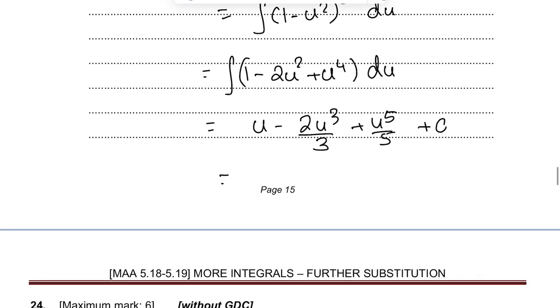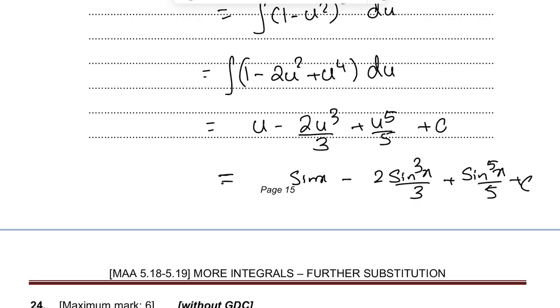So what is u again? Sin x. So the answer is sin x minus 2 sin cube x upon 3 plus sin to the power of 5 x upon 5 plus c. That's going to be the answer for question number 23.